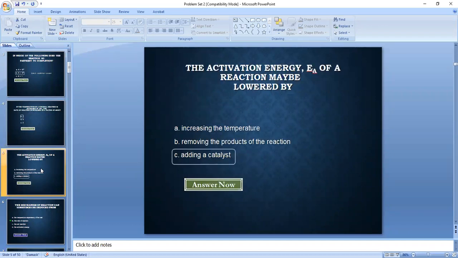Now, the activation energy, capital letter E, of a reaction will be lowered by what? You can lower the activation energy of a particular reaction by adding a catalyst. You cannot lower the activation energy by increasing the temperature, nor can you lower it by removing the products of the reaction. So the answer here is if you add a catalyst, that will lower the activation energy of your system.